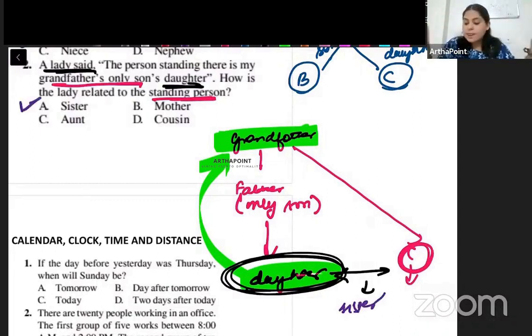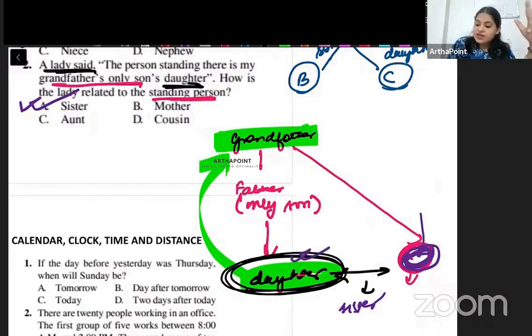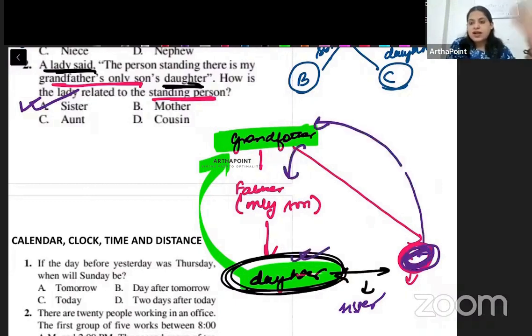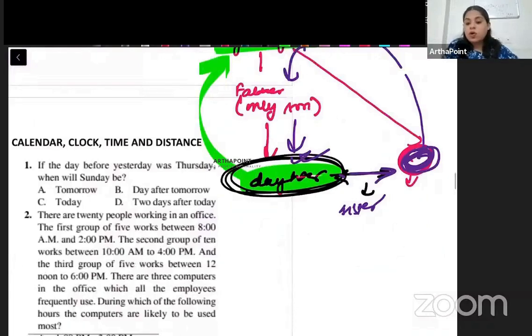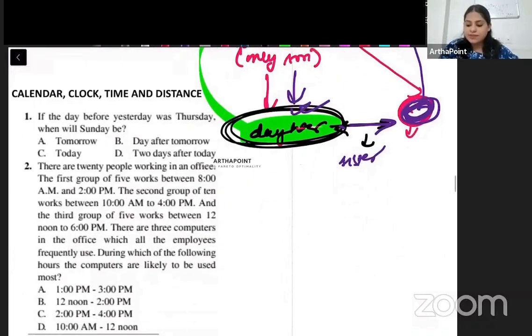Try to understand. A lady said, so she is saying that the person standing there is my grandfather's only son's daughter. मतलब grandfather के son मेरे father हो गए एक तरीके से daughter. So she is my sister. So the answer will be A. This kind of question will also come in your exam.